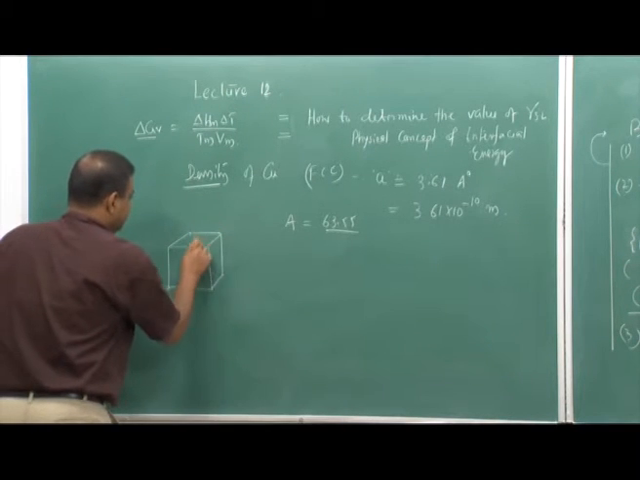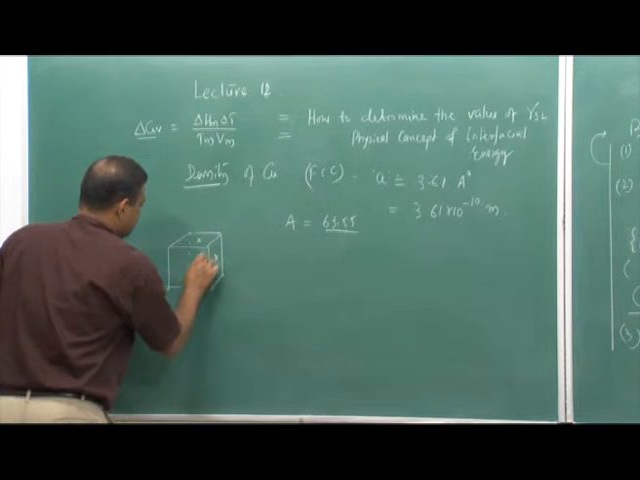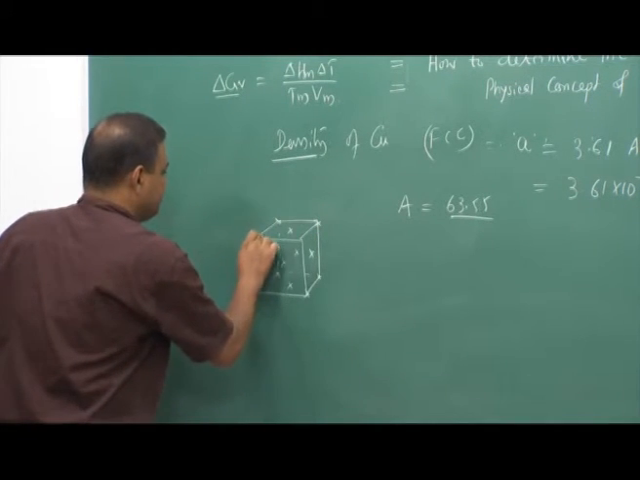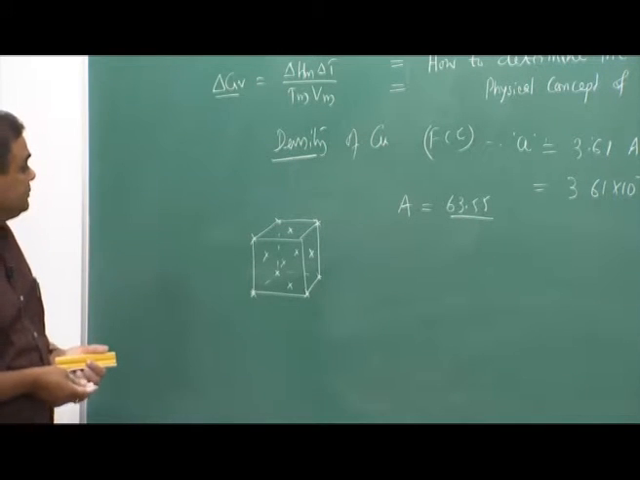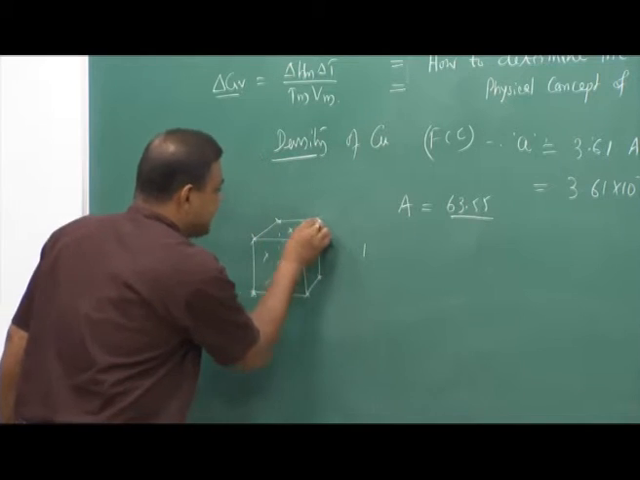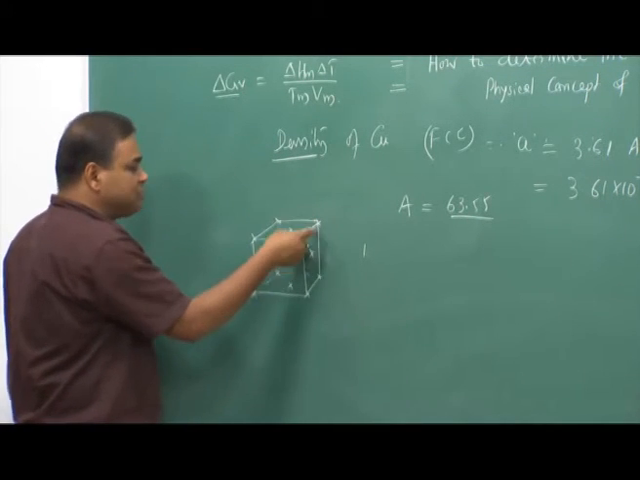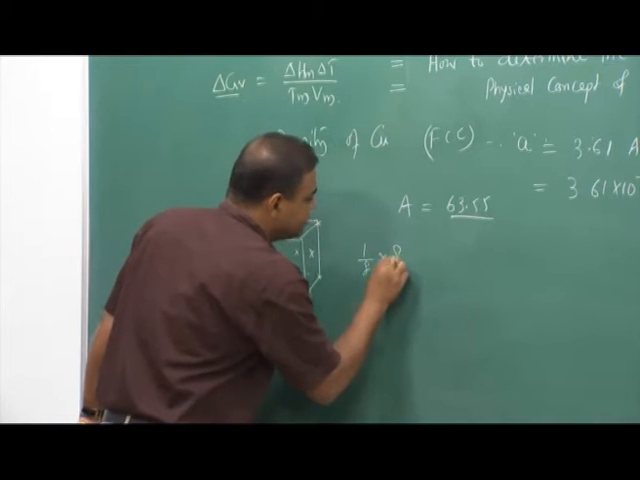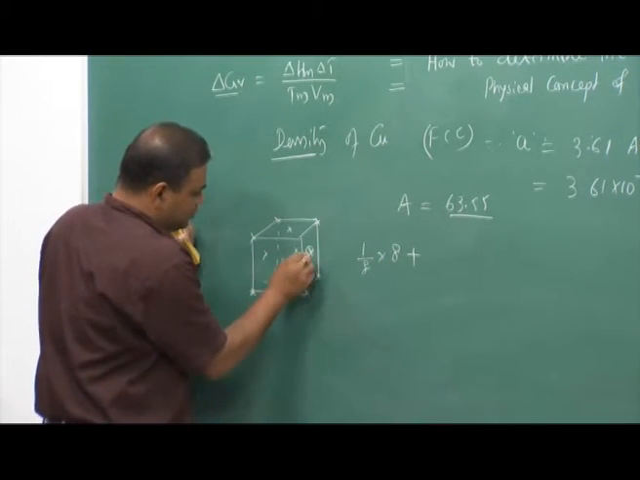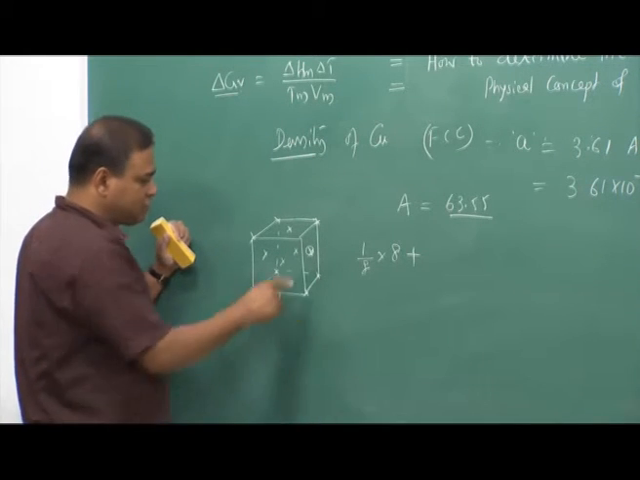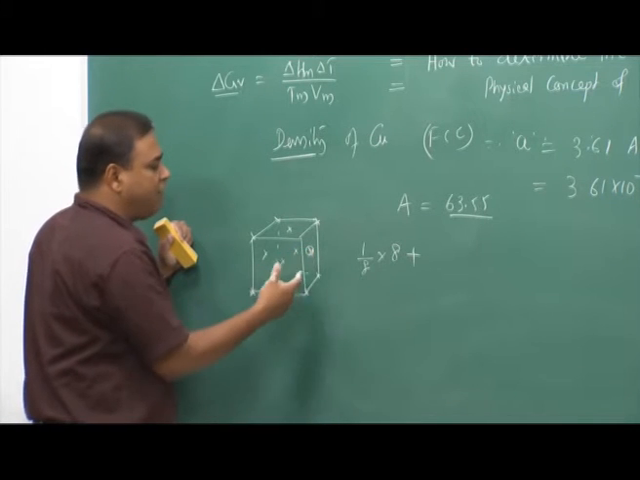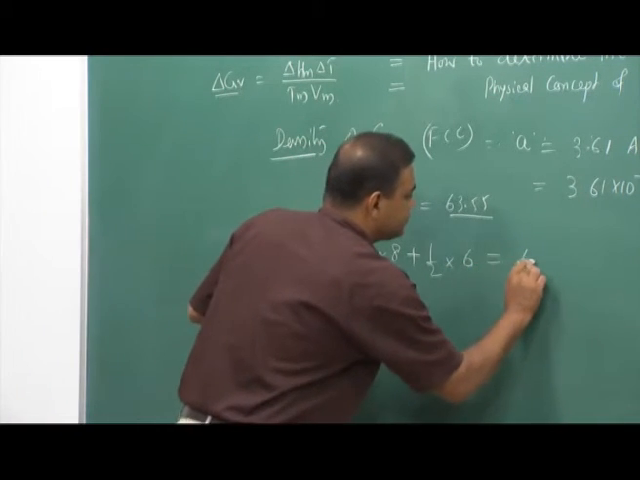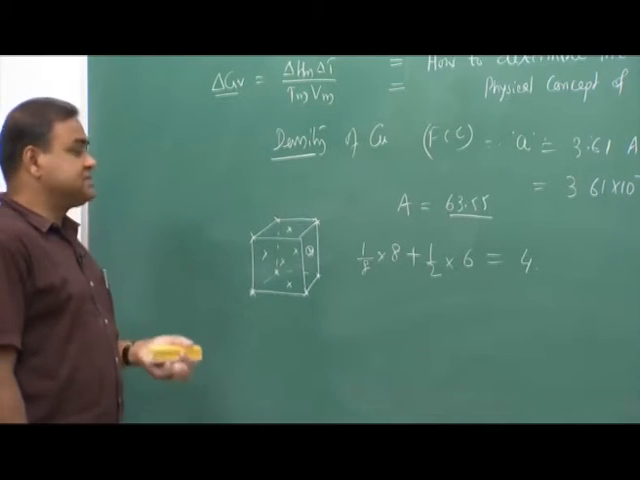This cross I am denoting as the atom. Now, the number of atoms: the corner atoms have 1/8 contribution to the unit cell, so 1/8 into 8 corner atoms, plus on the face, the atom is shared by 2 unit cells, so its contribution would be half to 1 unit cell. So, half into 6 such atoms. It becomes 4 atoms per unit cell.